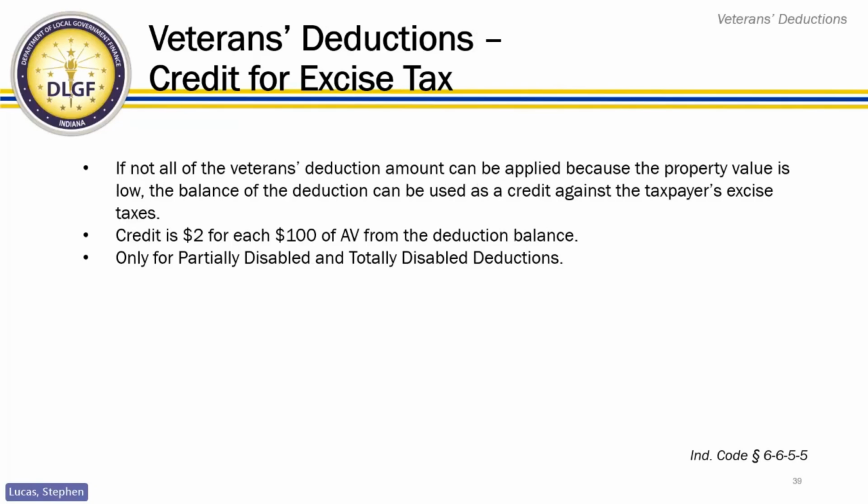I mentioned that if not all of the deduction amount can be applied because the property value is too low, the balance of the veterans deductions can be used as a credit against the taxpayer's excise taxes, essentially at a rate of $2 for each $100 of assessed value from the deduction balance. And this is only available for the partially disabled and totally disabled deductions.